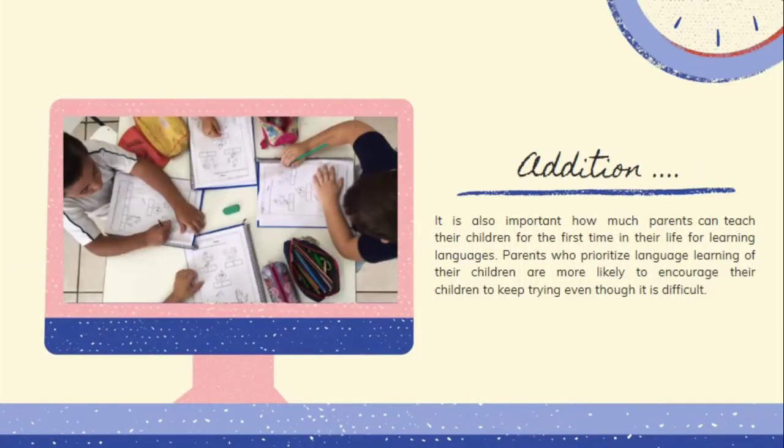In addition, it is also important how much parents can teach their children for the first time in their life while learning a language. Parents who prioritize language learning of their children are more likely to encourage their children to keep trying even though it is difficult for them. So that's all about the motivation, the first external factor that can affect the students' language learning.